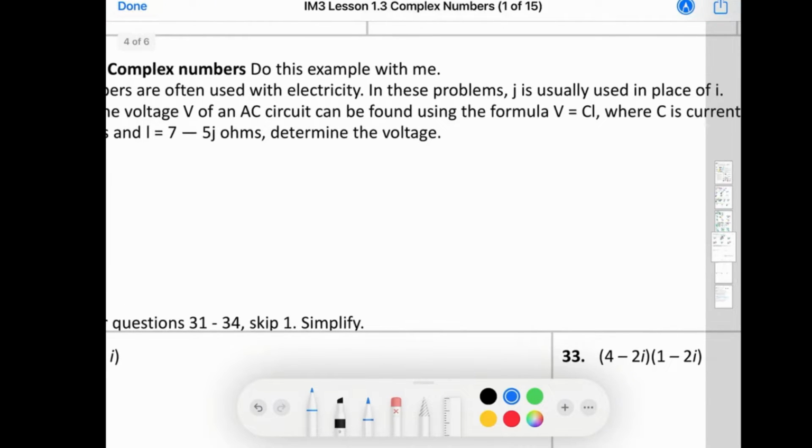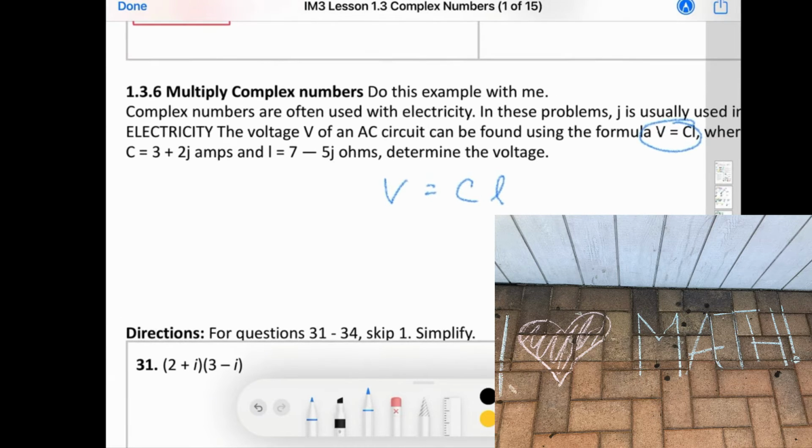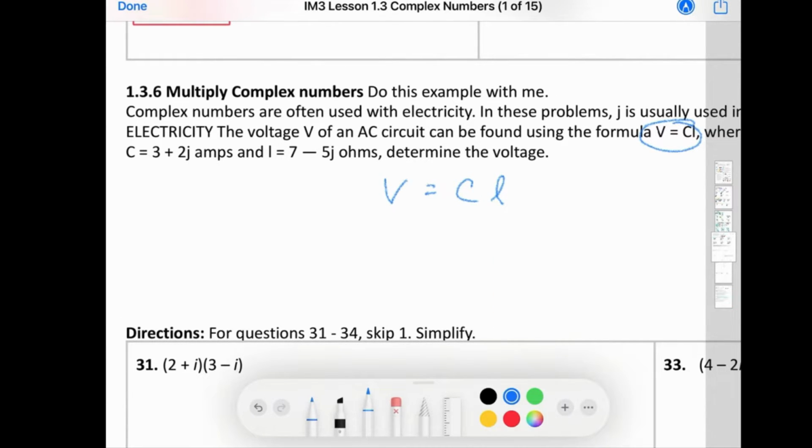Okay, so the first thing I'm going to do is just use that formula. V equals C, and I like to write a cursive L. Why? It's not cursed, I just don't want it to look like a 1. Okay?